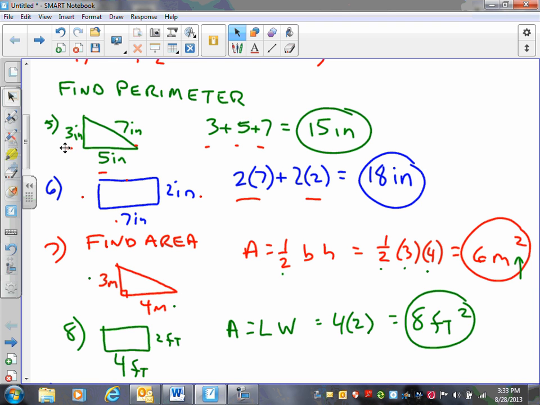Number 8, we have a rectangle, it's simply length times width. 4 times 2 is 8 square feet.